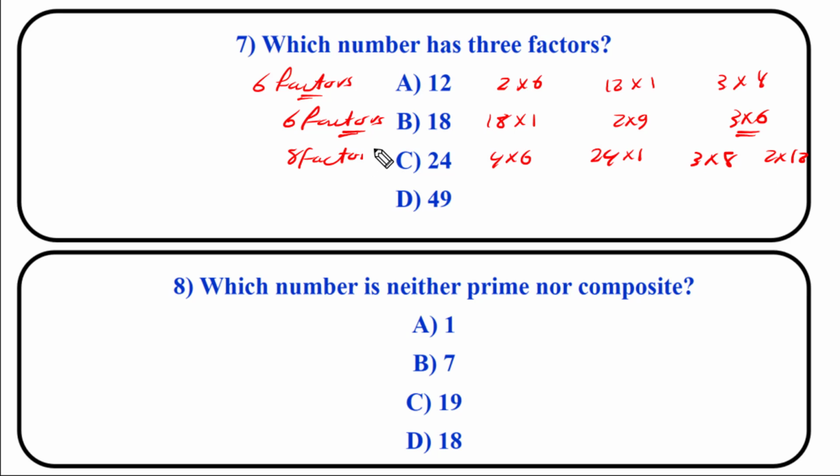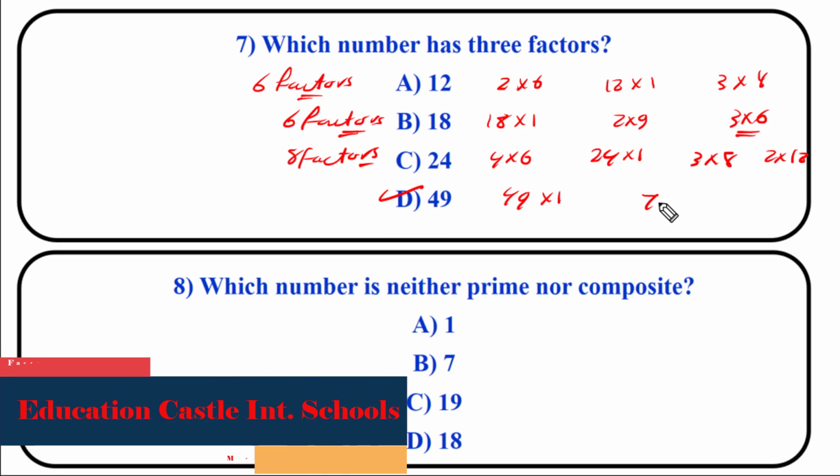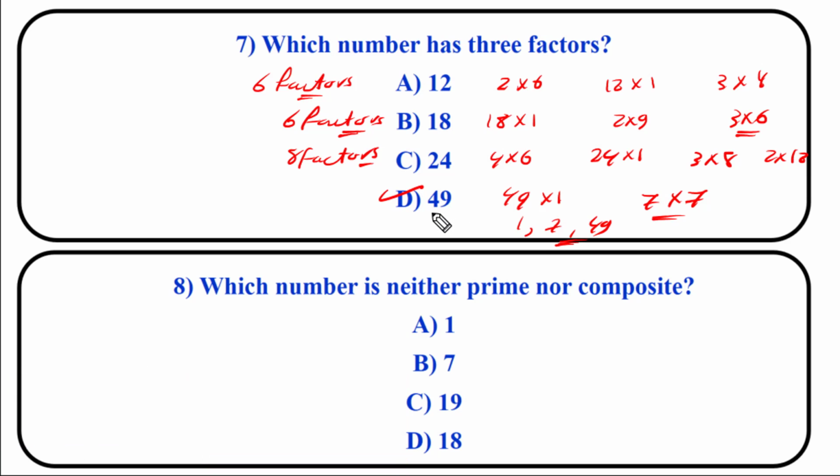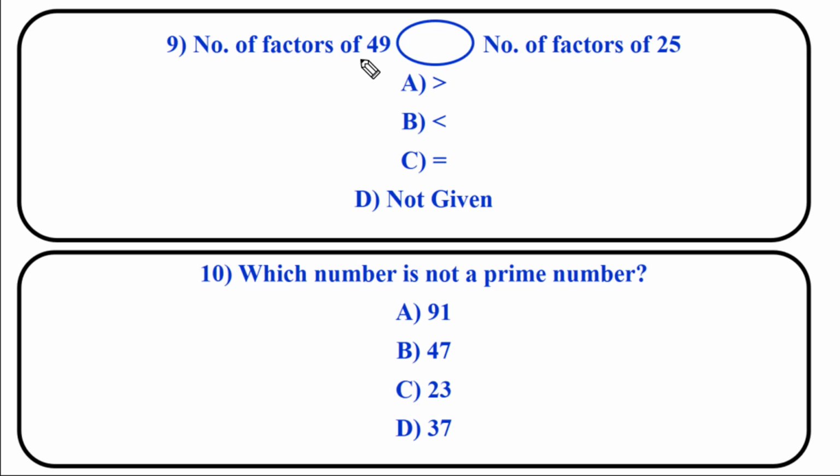But look at the last one, 49 is a correct answer. 49 is 49 times 1 and 7 times 7. How many factors, guys? We have here 1, 7 and 49. 49 is a factor of 49, by the way, and 7 is a repeated factor. So here 49 has 3 factors. Number 8, which number is neither prime nor composite? This number is 1.